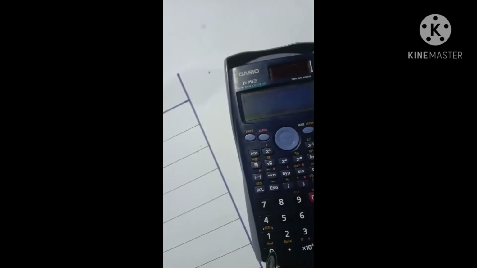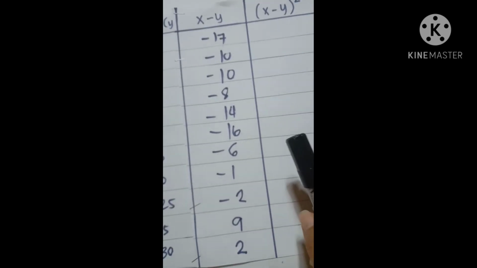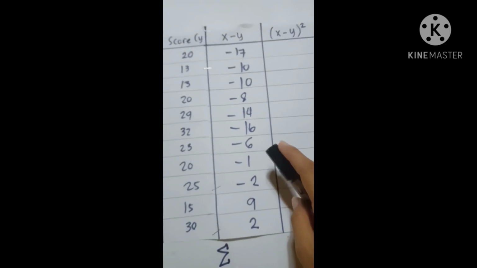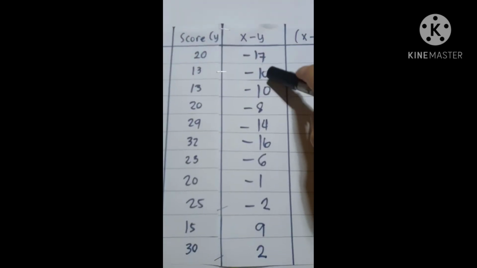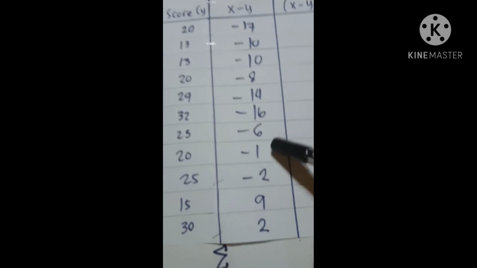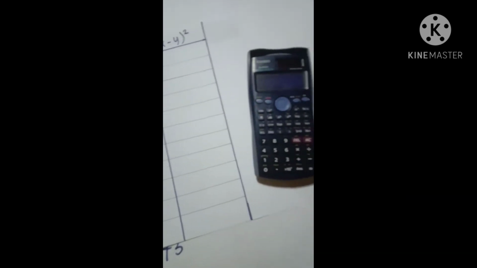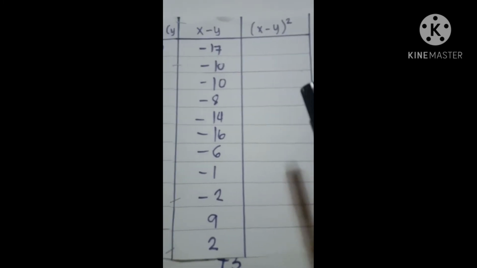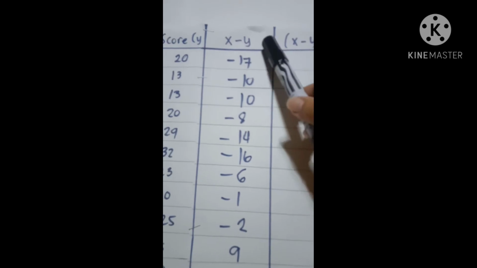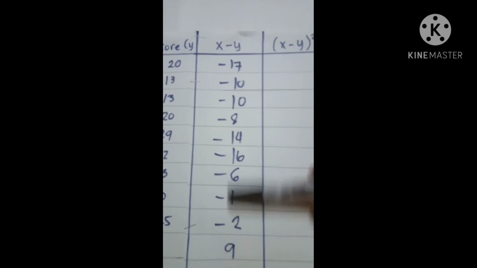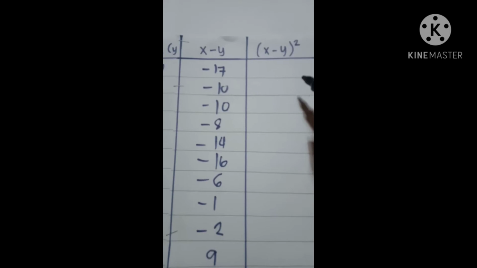Step 2, using a scientific calculator, we are going to add up all of the values from step 1. So here, we add all these values: negative 17 down to the last is equal to negative 73. This is the third step. Using the scientific calculator again, we are going to square the differences from step 1. So we square each value and write it in the next column.